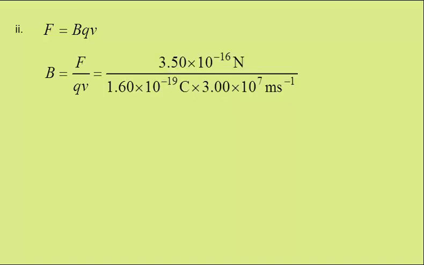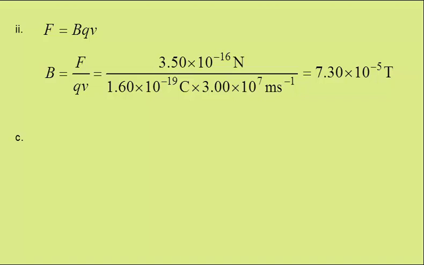In part 2, we need to find the flux density of the uniform magnetic field that will be required to produce this force. We also need to give an appropriate unit. Well, force is given by magnetic flux density times charge times speed. So rearranging, putting in the values found previously or given in the previous question, this gives a flux density of 7.30 times 10 to the minus 5. The unit is tesla.